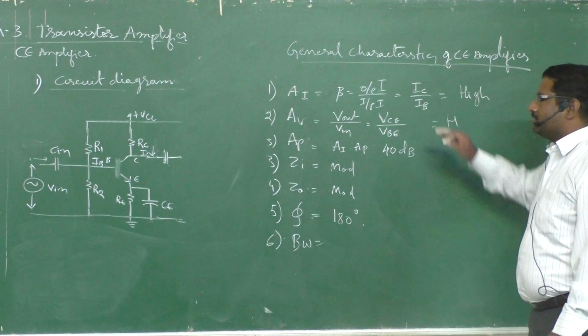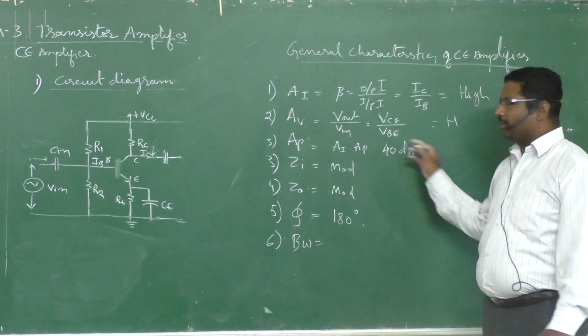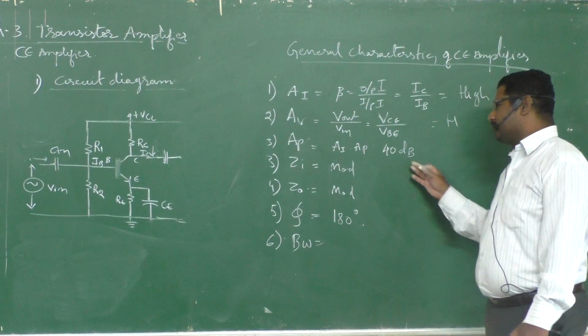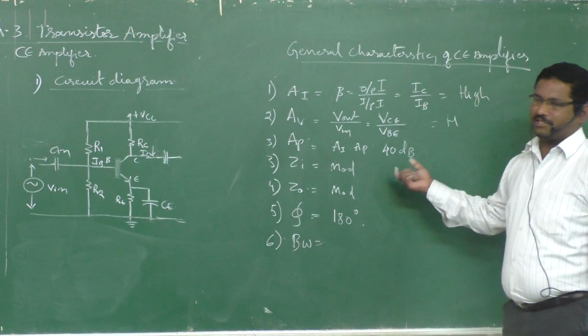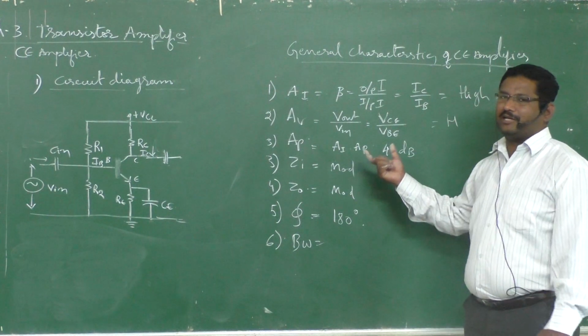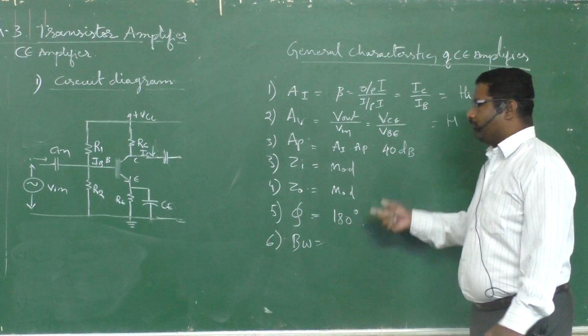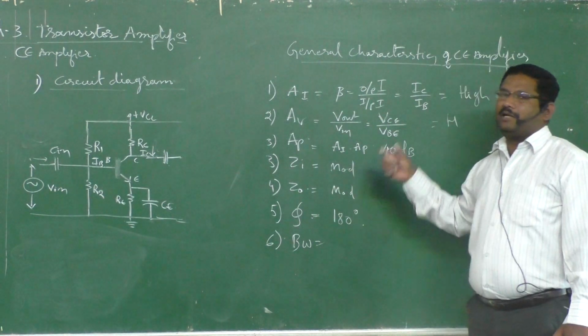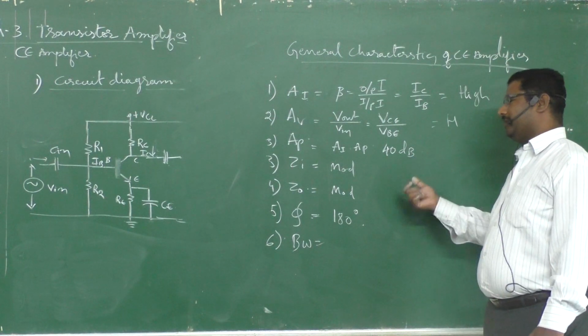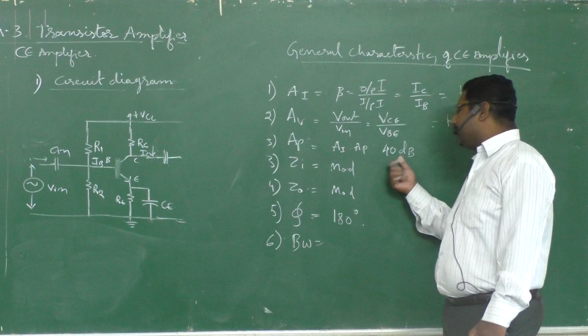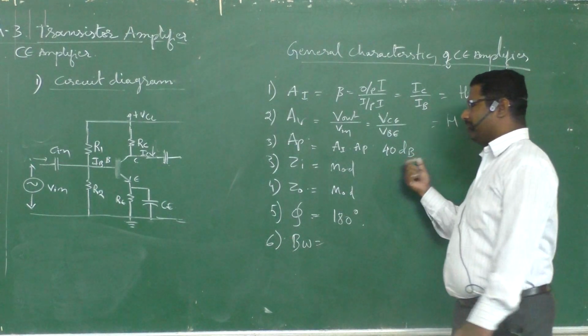And what is the product of these two? The product of these two is current gain and voltage gain. That will be AI into AV, and it is approximately equal to 40 decibels. I mean, it's not the same for all transistors. You can expect this, and for each one, the data sheet will give it. But depending upon the transistor which we are selecting, it will be decided. But in our textbook, whatever is given, that is 40 decibels.